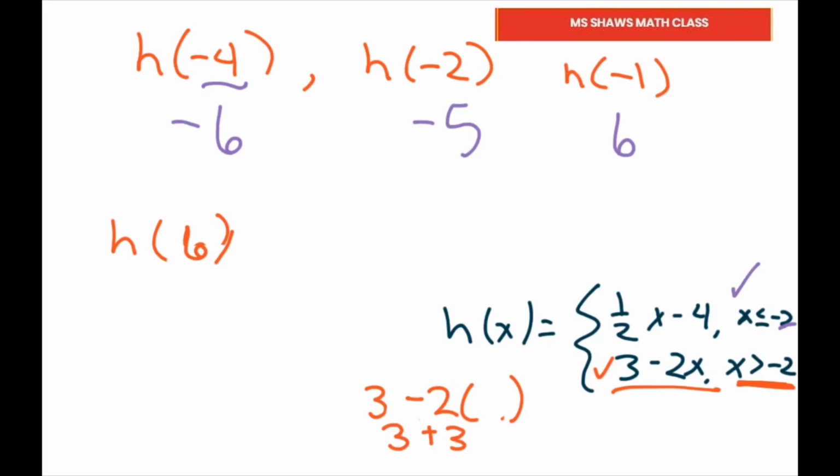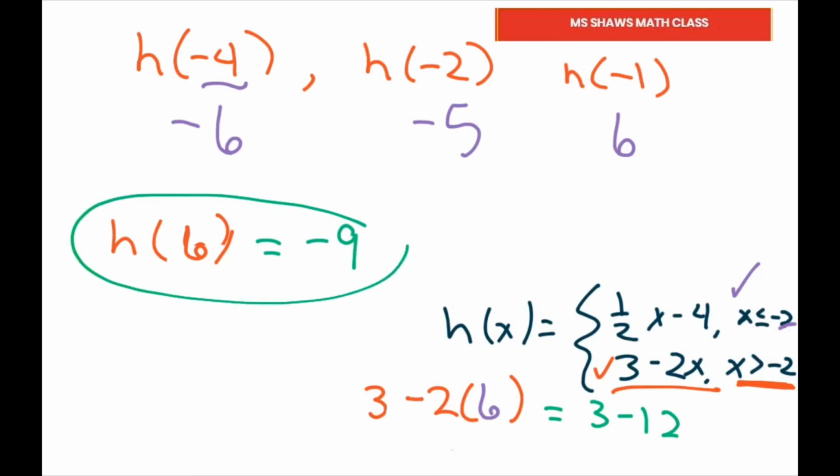And if you plug in 6, this is still going to go into the second one. So you plug in 6 here, and that's going to give you 3 minus 12, which equals -9. So that's just evaluating here.